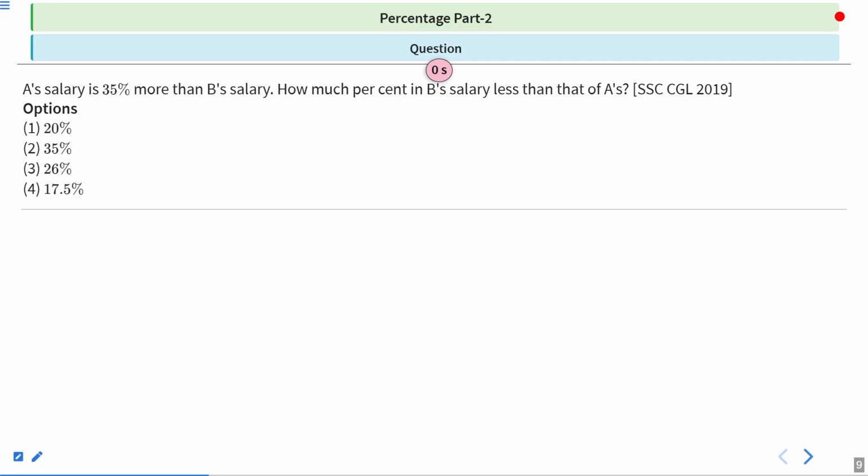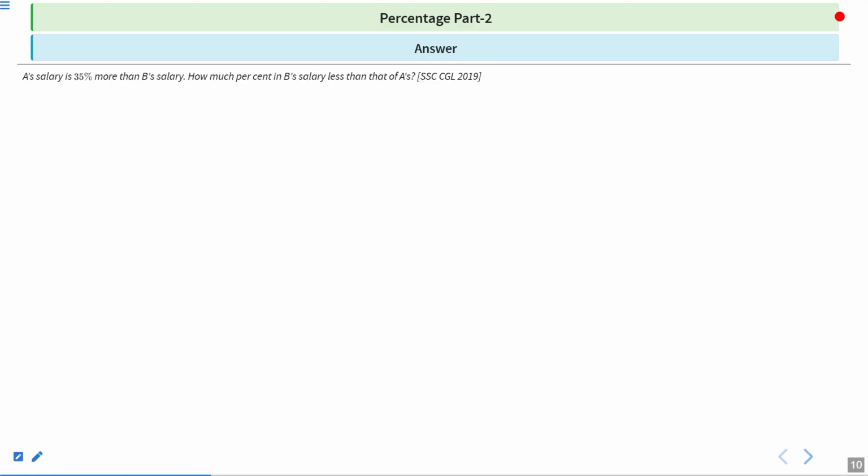Now time's up. Let's see the solution of this question. The question says that A's salary is 35% more than B's salary. So if B's salary is 100, A's salary will be 135. Now the question asks how much percent B's salary is less than that of A. So we can calculate with respect to A's salary. So the correct answer of this question is third, which is 26%. Now see the detailed solution of this question.